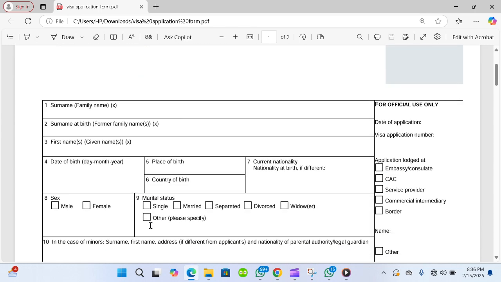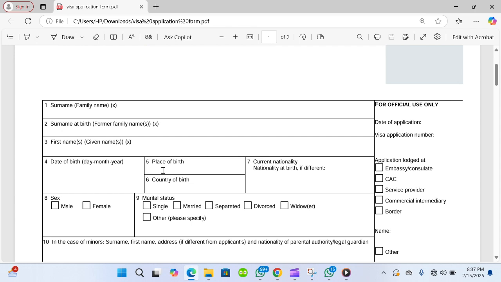And number 4, date of birth. Here you write your date of birth and it should tally with the one on your passport. Make sure it tallies with the one on your passport. And another thing is, make sure you write it in this format, that is day, month, year. Don't mix the order at all.